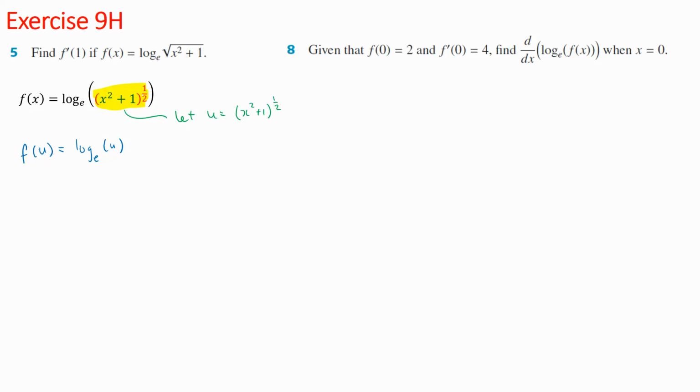Problem 5 is a typical, not typical, but it's what we call the double chain rule. So you do chain rule twice to get the answer. That's what it is. Ask Mr. Tran. I didn't make this one up. This is from your exercise book. It's from your textbook. Question 5.